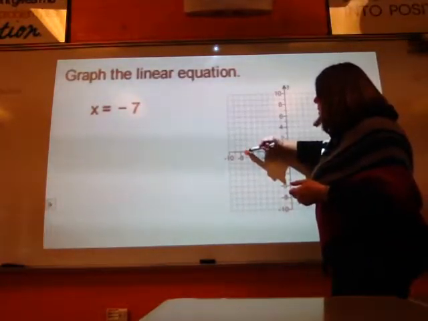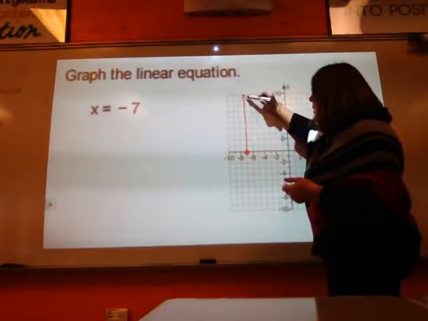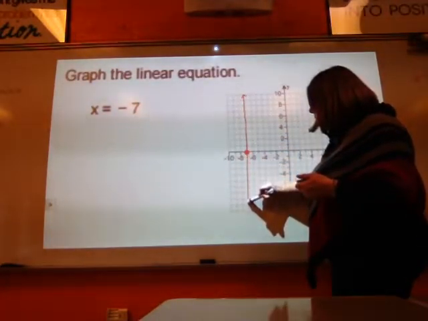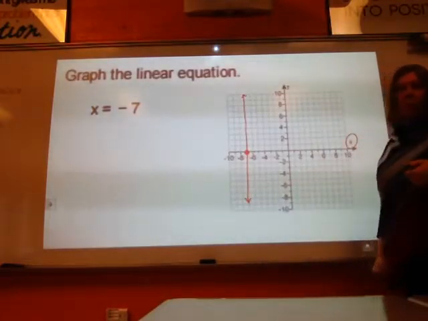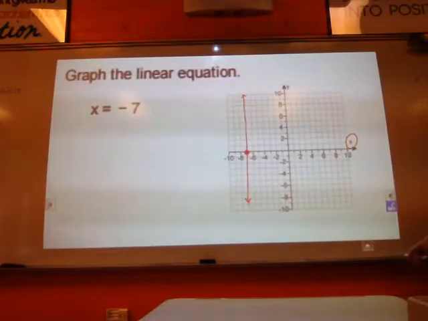So I can take this and then I can just draw a vertical line at where x equals -7, and that's what my graph of that particular line would look like.